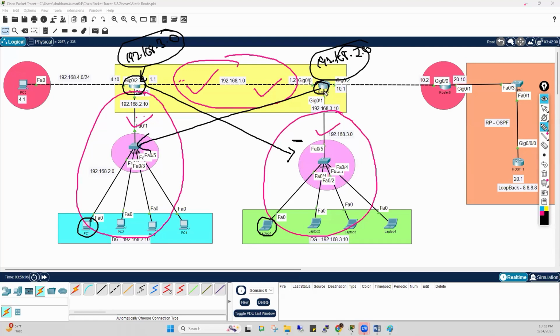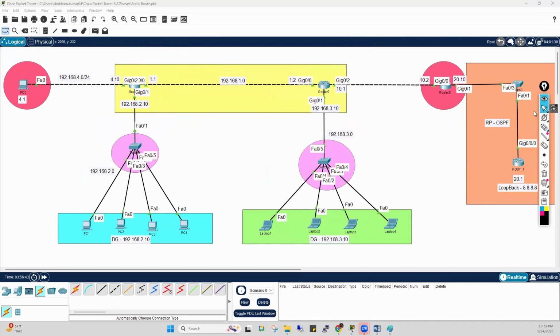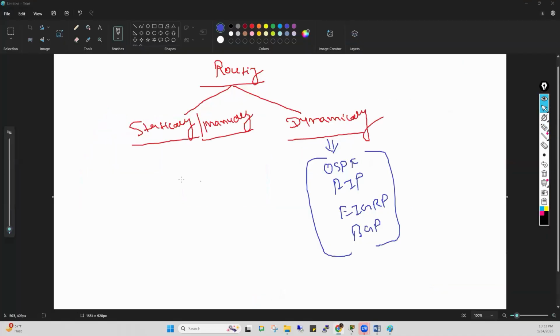Getting my point, everyone? Now, the question is how I will provide these two network IDs on this router. I told you there are two ways. First one is manually, second one is dynamically. If you use any routing protocol, for example OSPF, RIP, EIGRP, then you do not need to configure it manually. The router will automatically understand there is 192.168.3.0 and here is 192.168.2.0. But if you are not using dynamic, you need to provide it manually. But how? There are multiple ways by which you can provide the routes manually.